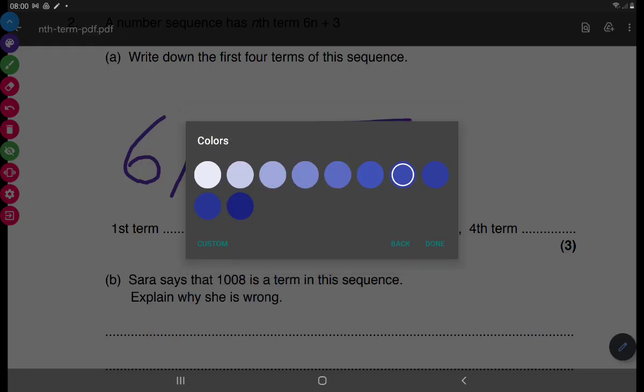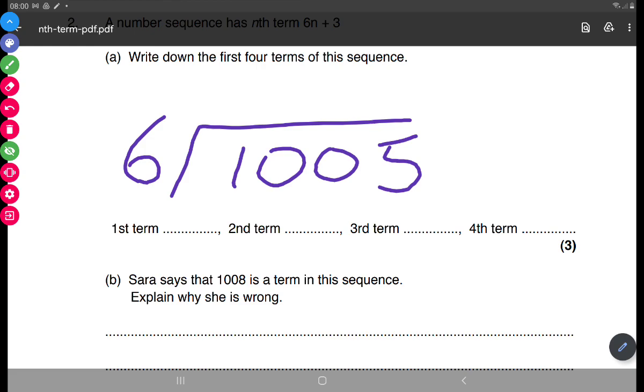6's into 1 into 10, go 1, carry the 4. 6 is into 4, 6, 30, 36. 4 left over. Right, no, it's not going to go, is it? Because there's a remainder.